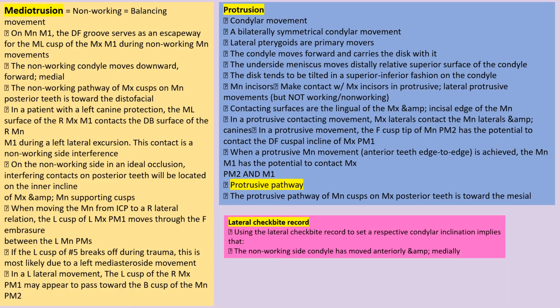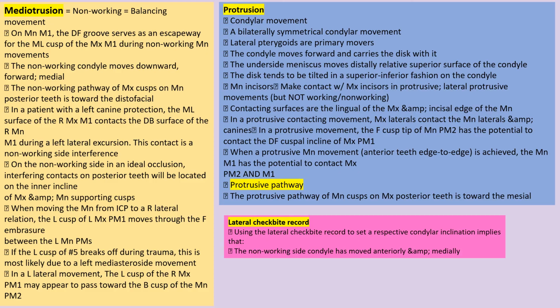And these are some of the rules for the protrusive. The most likely mandibular movement is a bilaterally symmetrical condylar movement. The lateral pterygoid mainly helps in the protrusion, where the condyle moves forward and carries the disc along with it, and the disc is tilted in a superoinferior fashion on the condyle. The mandibular incisors make contact with the maxillary incisors in the protrusive movement, with contacting surfaces around the lingual of the maxillary incisal edge of the mandibular.